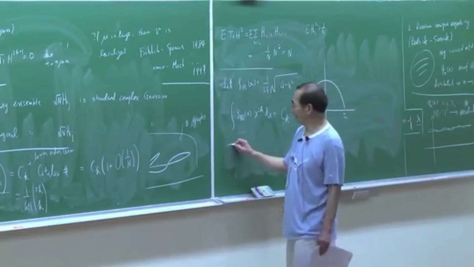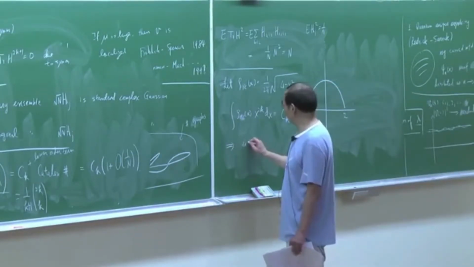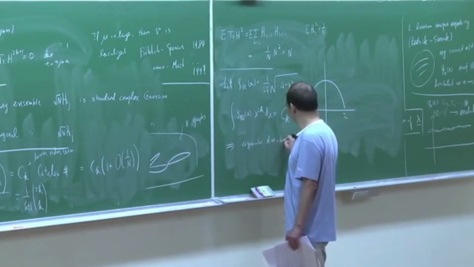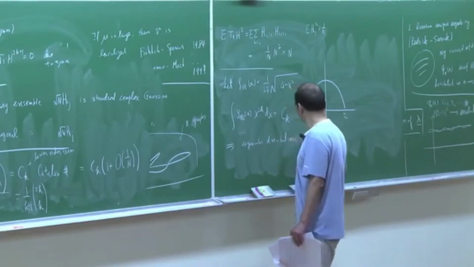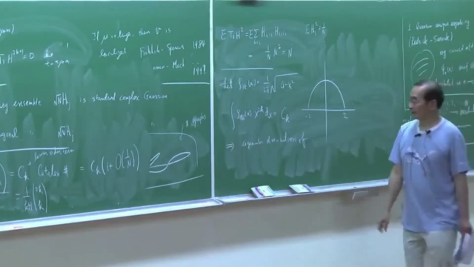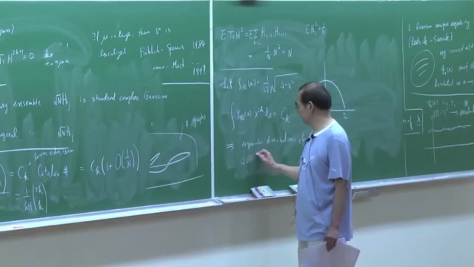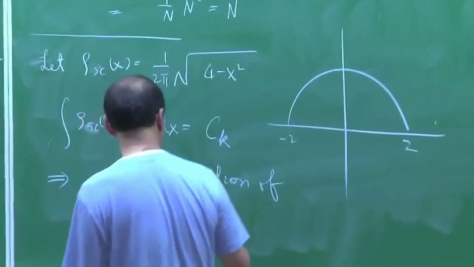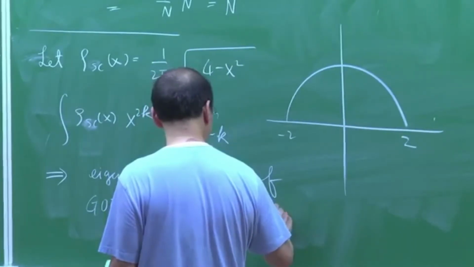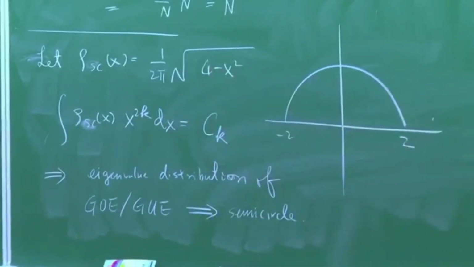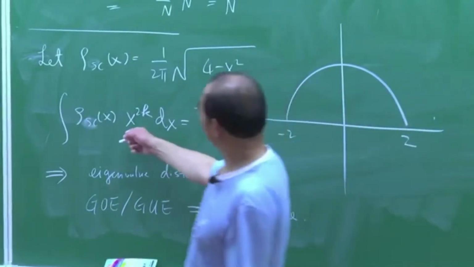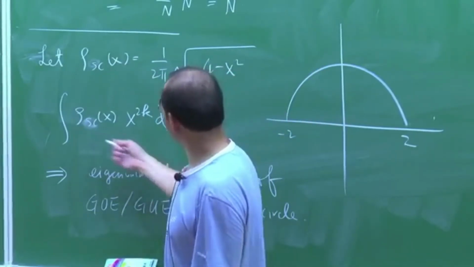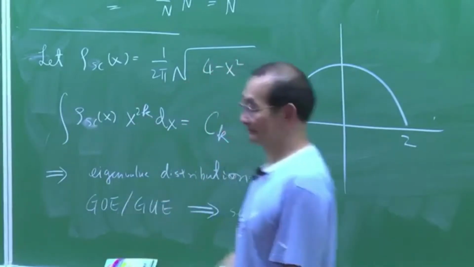So this implies that the eigenvalue distribution of this Gaussian matrix, actually GUE is the same, will converge to the semicircle. The reason is that once you can compute the monomials, then you can compute all the polynomials, and this implies that you get this convergence.